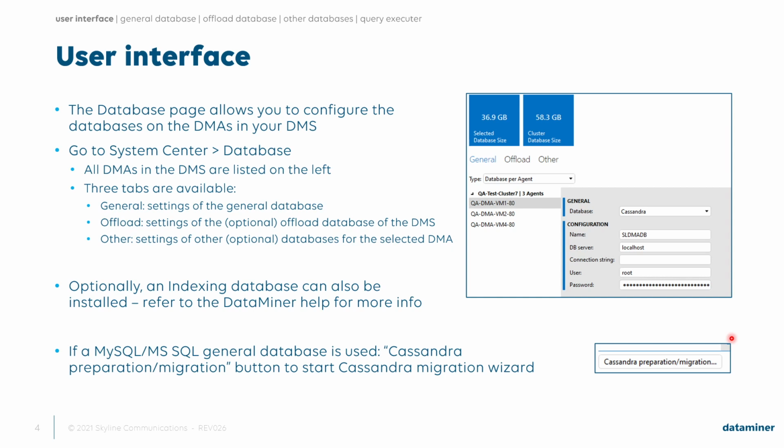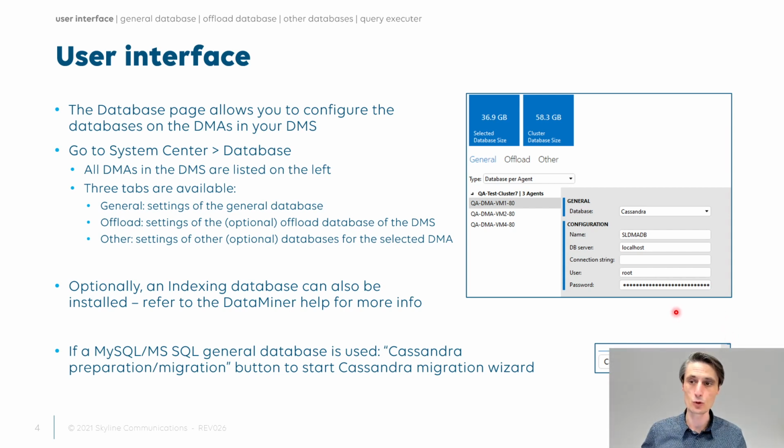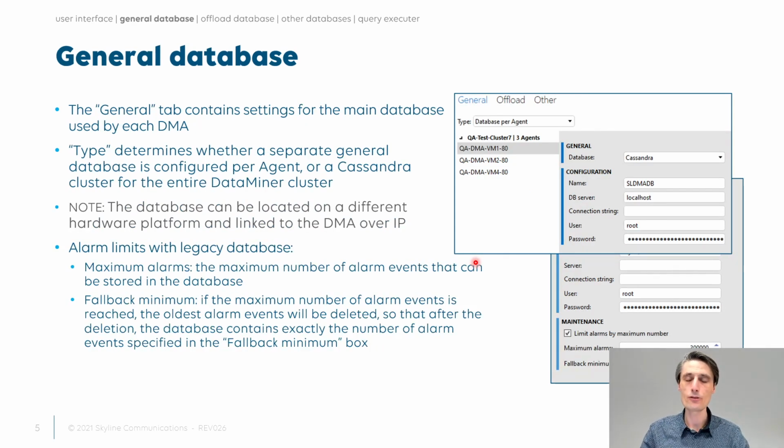And also it allows you to leverage new goodies like the trend prediction and other AI stuff, which is only available using Cassandra. So you do have to go to Cassandra to leverage all those goodies. Now, that being said, let's take a look at the first tab page, the general tab page.